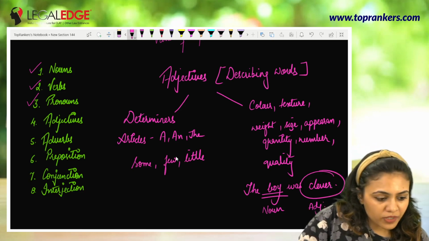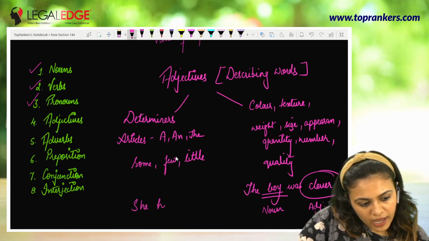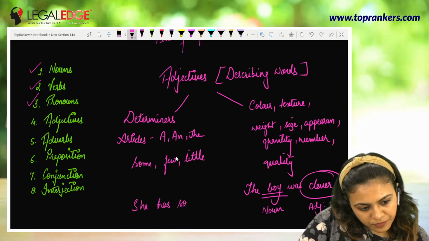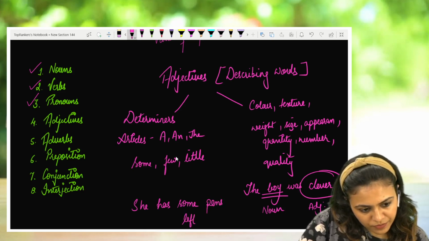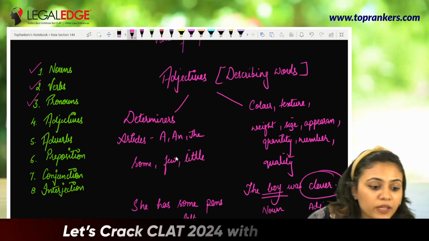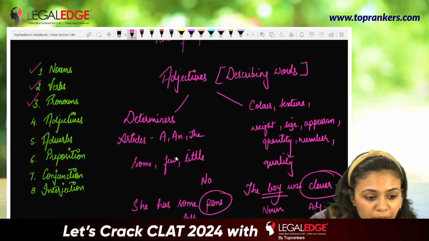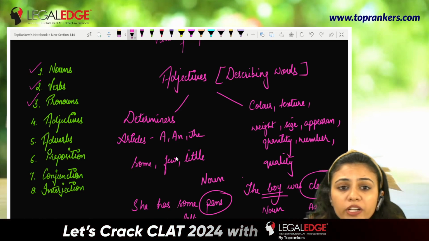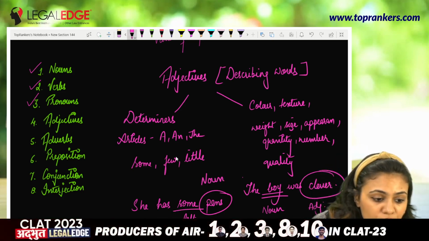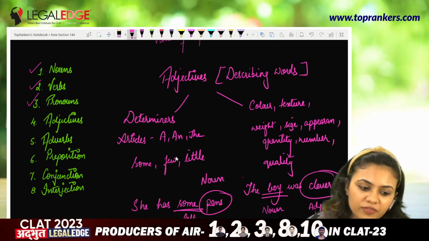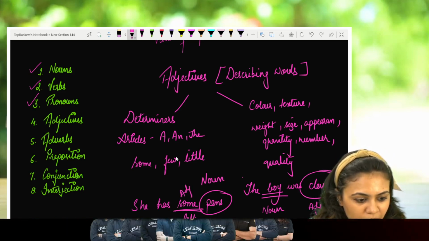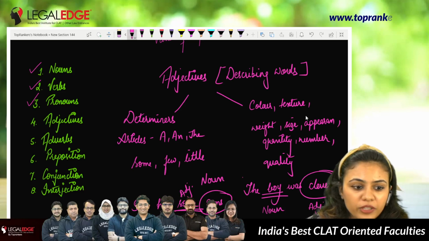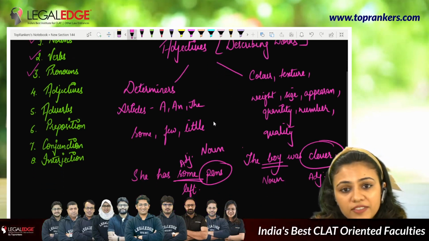When I say she has some pens left. So in this case, we can clearly see the noun is pens. और हमें quantity के बारे में पता चलता है basically. So some is the quantity, or we can say an adjective in this case, right? Also, one more thing, remember that adjectives have several types.